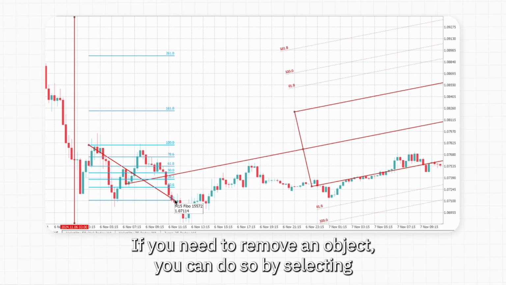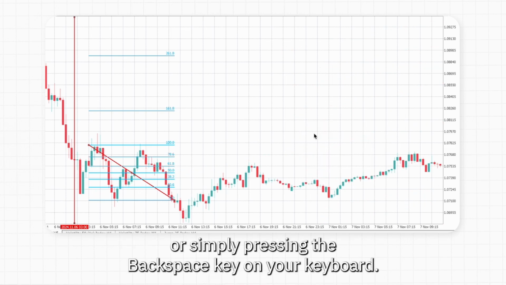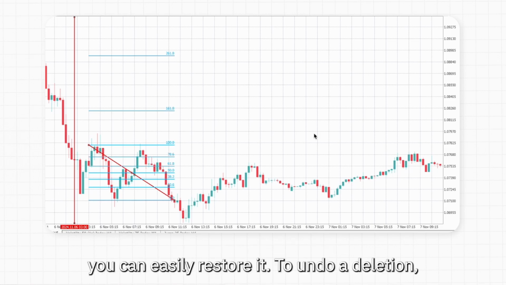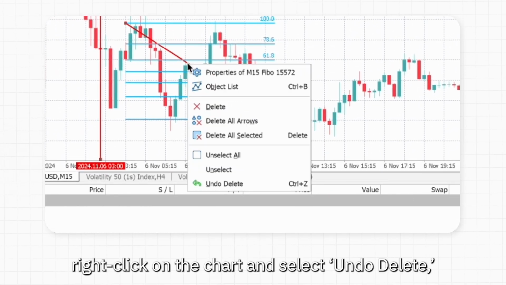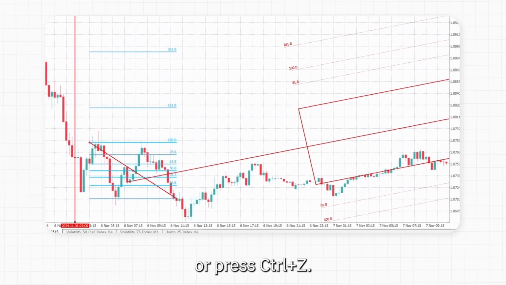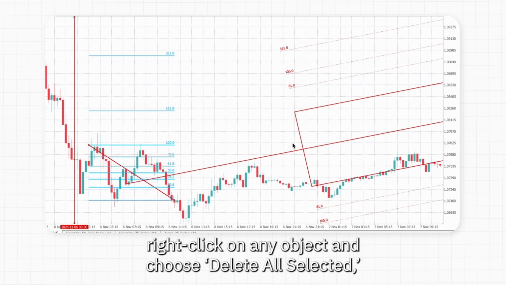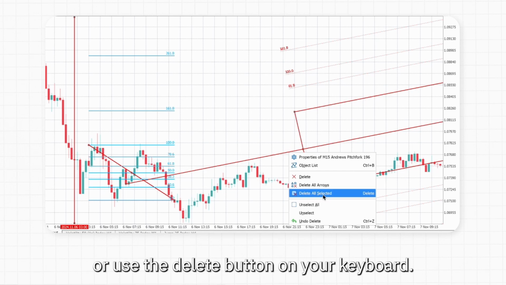If you need to remove an object, you can do so by selecting the object on the chart, right-clicking and choosing Delete, or simply pressing the backspace key on your keyboard. If you accidentally delete an object, don't worry, you can easily restore it. To undo a deletion, right-click on the chart and select Undo Delete, or press Ctrl-Z. If you have multiple objects on the chart and want to remove them all at once, right-click on any object and choose Delete All Selected, or use the Delete button on your keyboard.